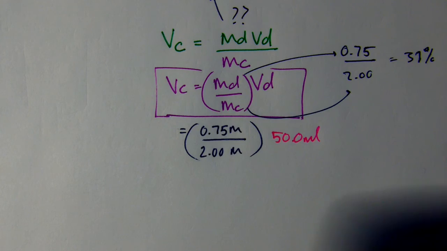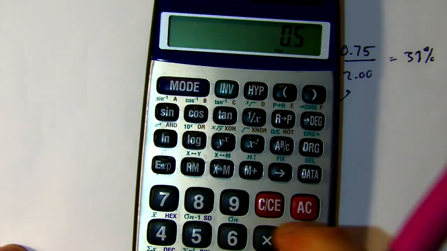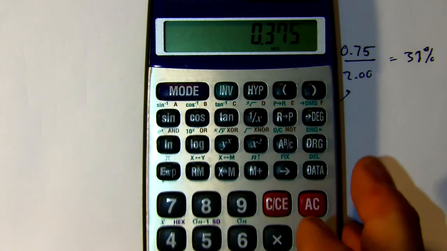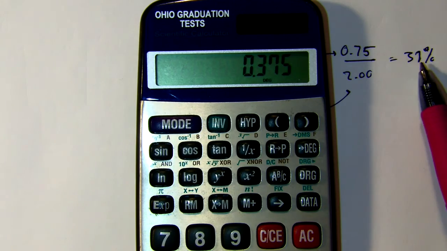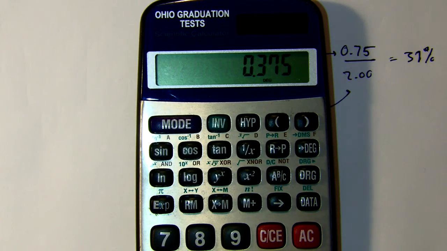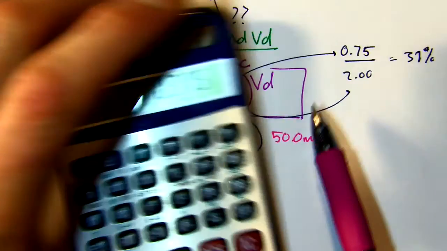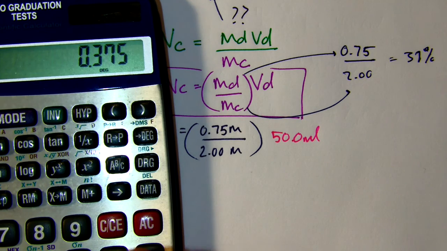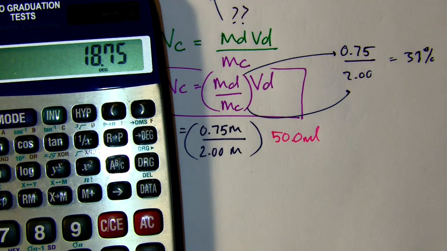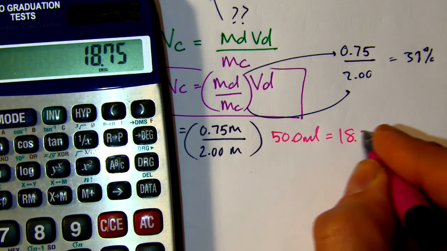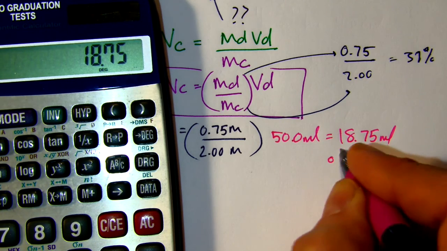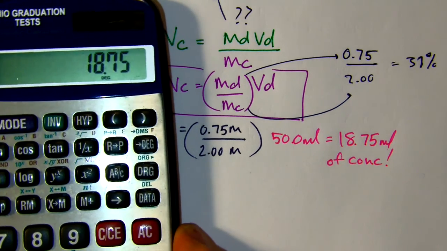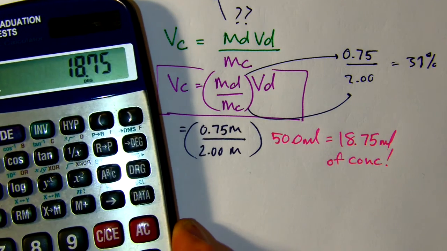I want you to get comfortable with this. 0.75 divided by 2. That's your 37%. See? He's right here. 37.5. Okay? You're going to take 37.5% of this, 50 here. So you multiply by 50. So you only need 18.8 mLs of concentrated. That's what's going on here. You need 18.75 mLs of the concentrated.